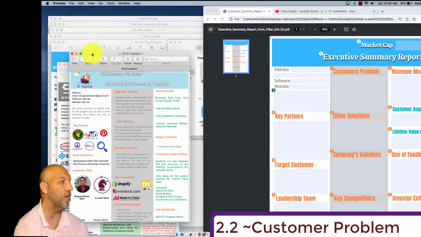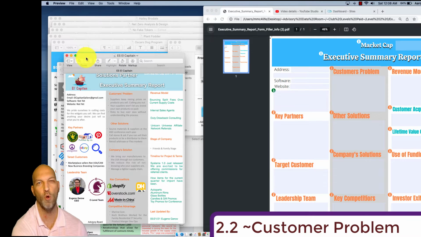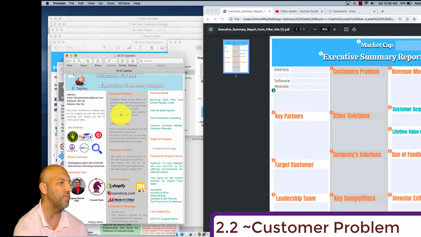Then this one right here, El Capitan. He's a freight forwarder, importer, like a supplier, helps you get your supply chain network. Suppliers keep raising prices on products you sell, cutting you out. Your suppliers won't let you brand your own products or co-pack. It's risky to buy overseas without understanding the process.